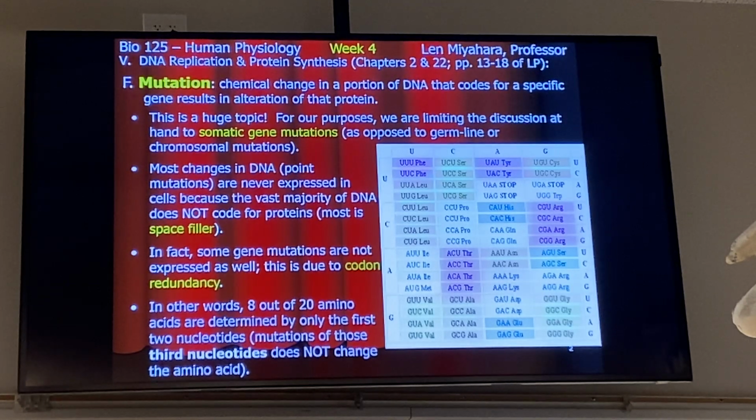Is that what makes AUG so special? AUG is special in that it codes for methionine, right here, and you can circle this right here. This is the initiator codon. Methionine is always the first amino acid in the initial protein.